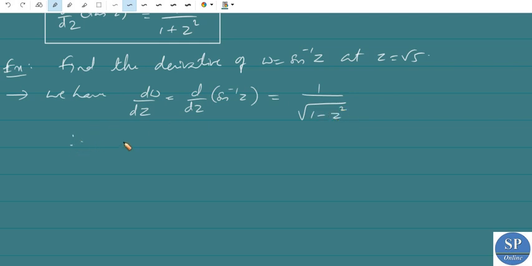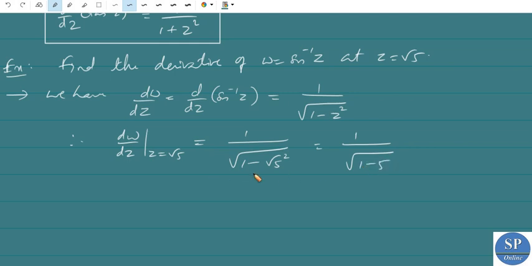Okay. Therefore, at the point Z is equal to root 5, dw by dz at the point Z is equal to root 5 is equal to 1 by square root of 1 minus root 5 whole square. Okay. So this is nothing but 1 by square root of 1 minus 5, that is 1 by square root of minus 4, which is 1 by 2i. Or this is nothing but, when we multiply and divide by i, we get minus i by 2. Okay. Next, inverse hyperbolic functions.